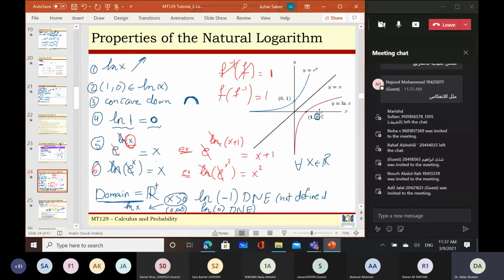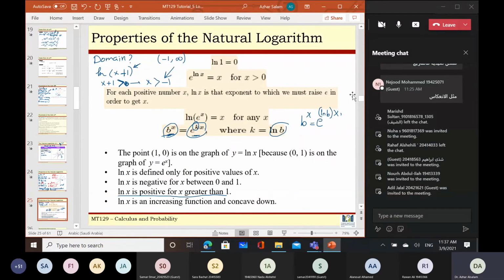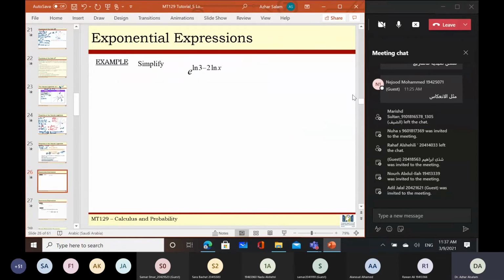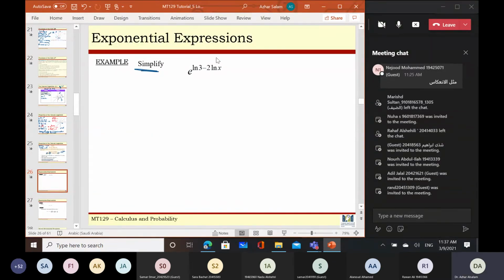Notice here from the graph, all the values here are under the x-axis, so all of these are negative. But after 1, it's above the x-axis, so it's positive. This means the values of the logarithmic function are negative for x from 0 to 1, and positive for values greater than 1. And it's increasing and concave down. That's all mentioned. Now, to apply the properties that we already discussed, the question is to simplify.